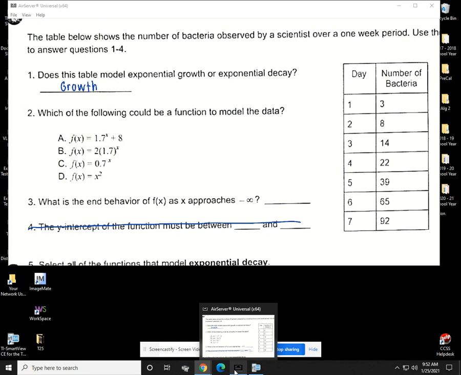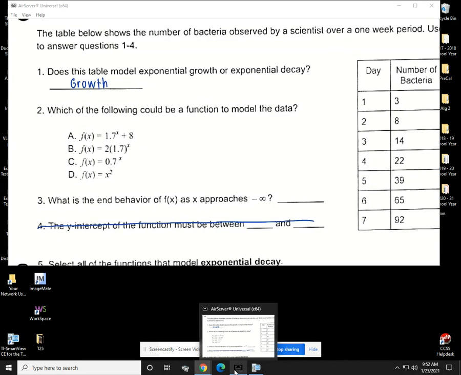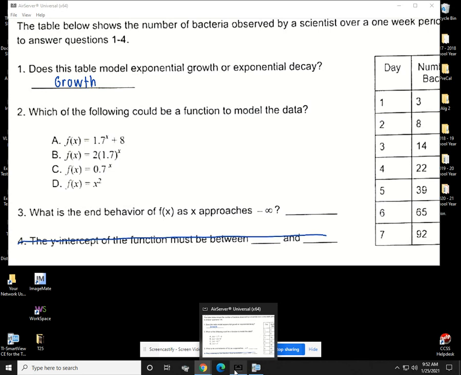Now, with that being the case, the next question asks you, which of the following could be a function to model the data? It's not going to model it perfectly, but out of the 4, which one would model it the best? Well, let's go ahead and eliminate what it can't be. Okay, think about this. What's the base of that exponent? Is that growth or decay? 1.7. Growth. Remember, decay means less than 1. So even though it's a decimal, it's greater than 1. So it would show growth. So don't cancel that one out yet.